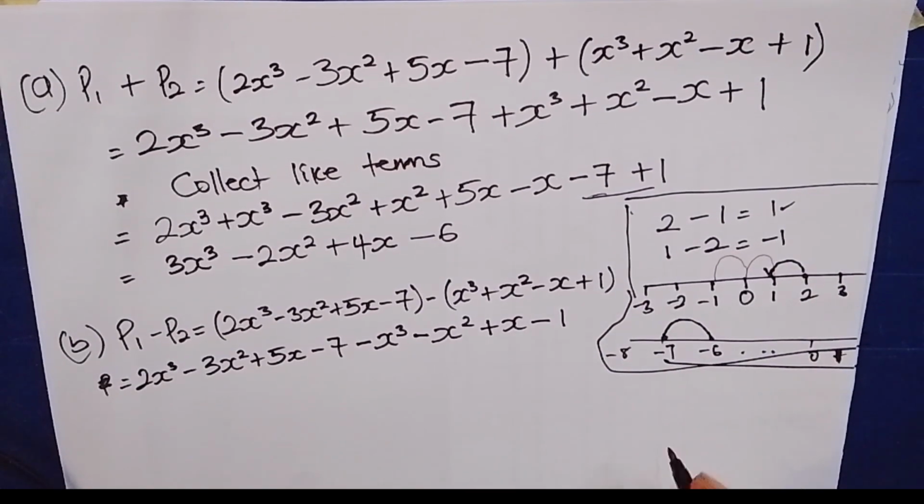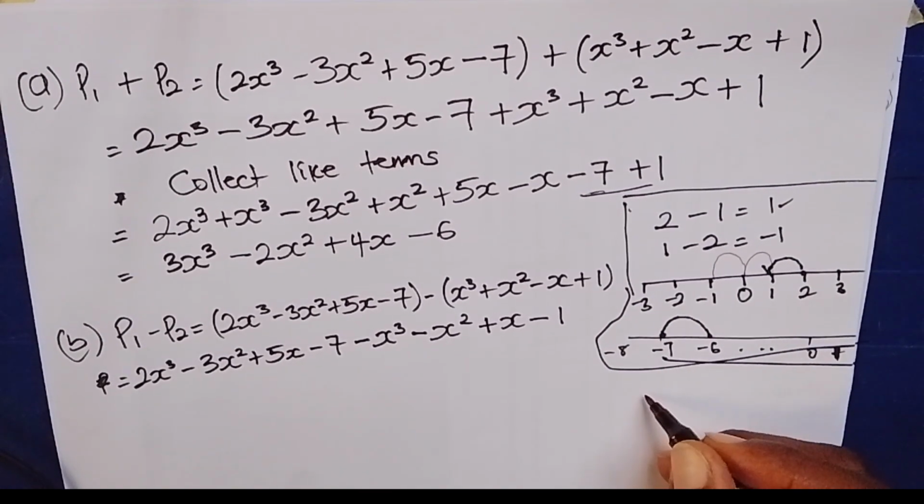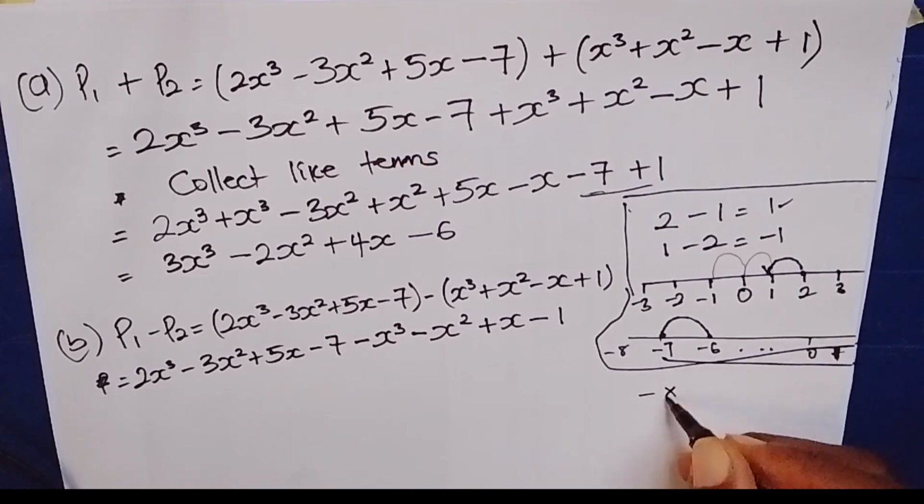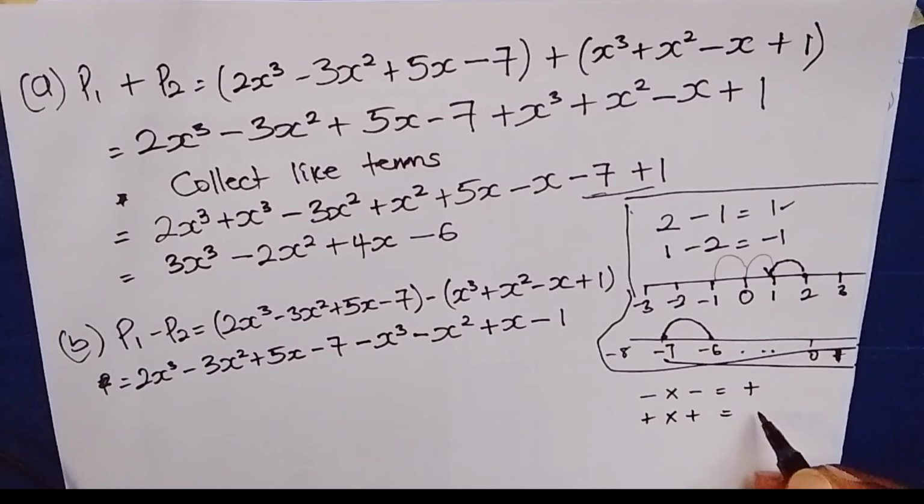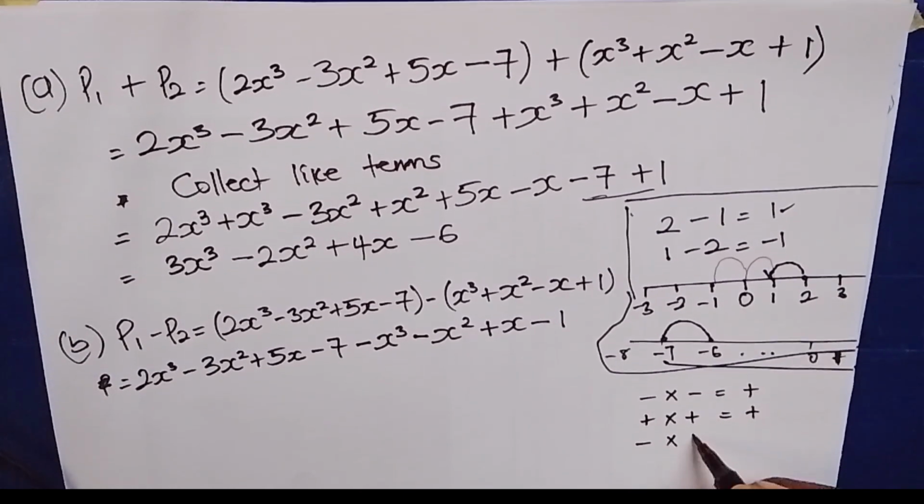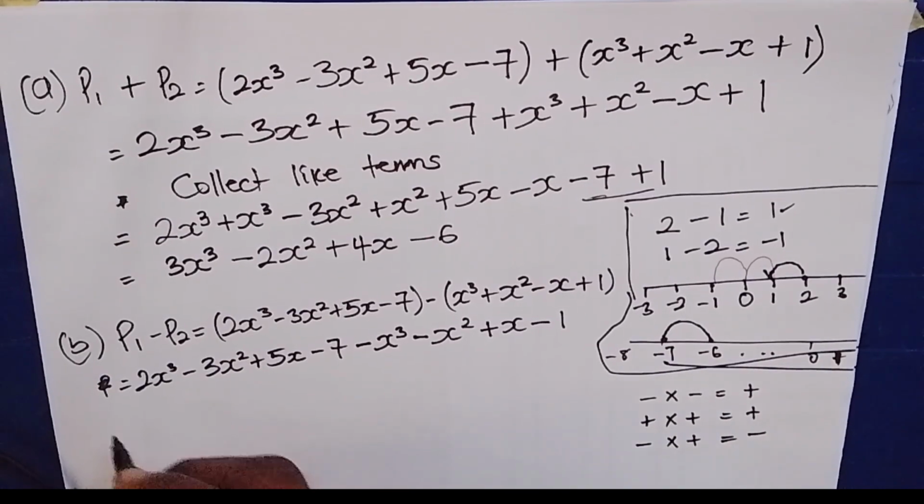So it's important for you to know this. When you multiply like signs, you have positive. That is, minus times minus is equal to positive. Plus times plus is equal to positive. Minus times plus, or vice versa, plus times minus, is equal to negative. So now let's move on.